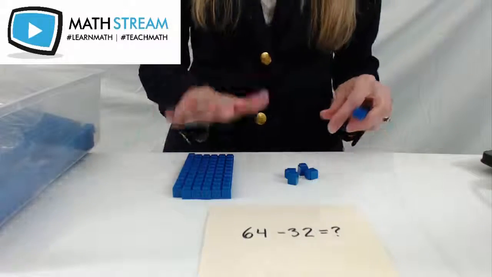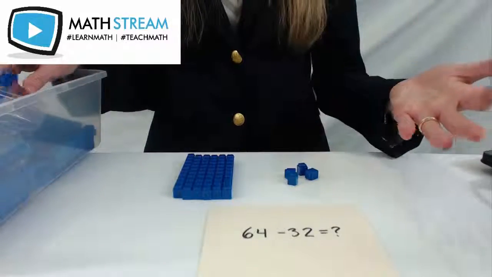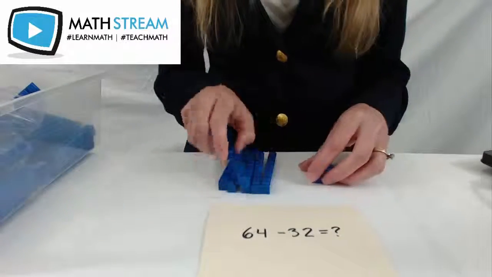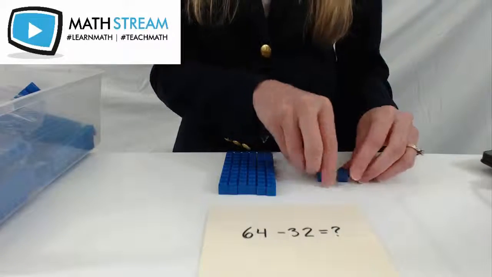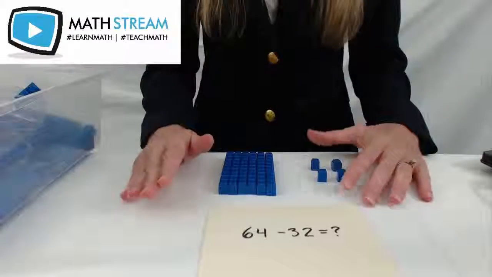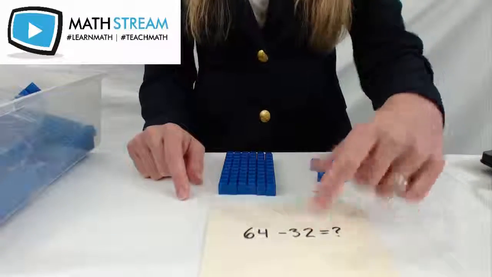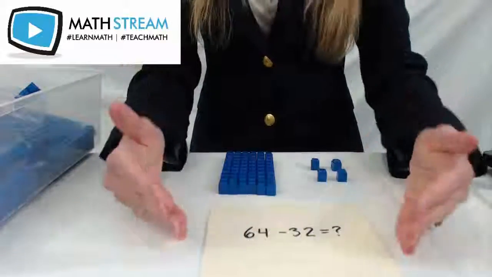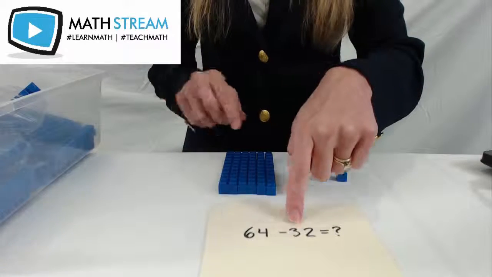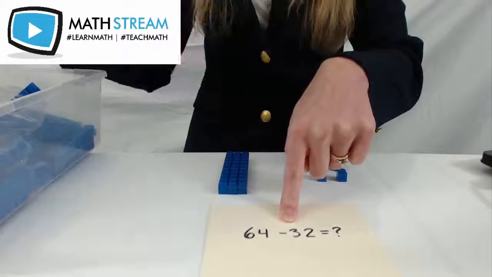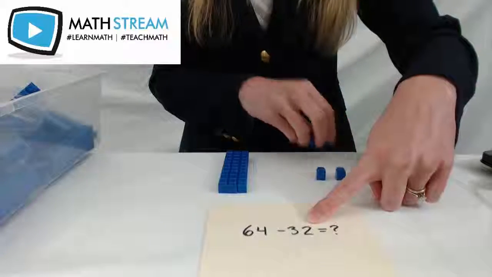Here's my 64. 6 tens, 4 ones. And when we talk about subtraction, I can model the second quantity, or I can really just say, well, subtraction means we're going to be taking stuff away. So I'm going to be taking away 3 tens and 2 ones. So the operation of subtraction is to come to the tens section here and take 3 of them away. And then come to the ones section and take 2 of them away.